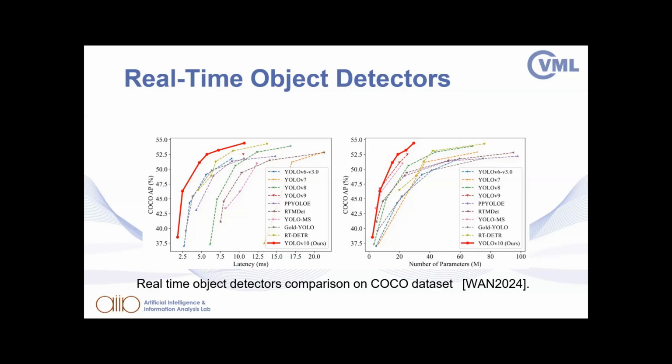YOLO versions, including YOLO version 7, 8, and 10, are compared here. And we see that YOLO version 10 offers the best balance between speed and accuracy, which makes it very suitable for real-time applications.